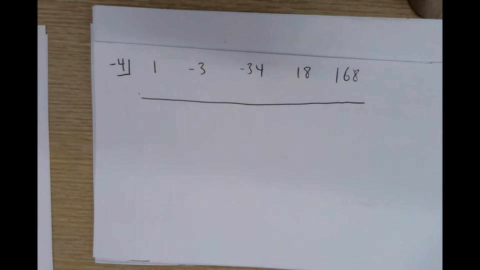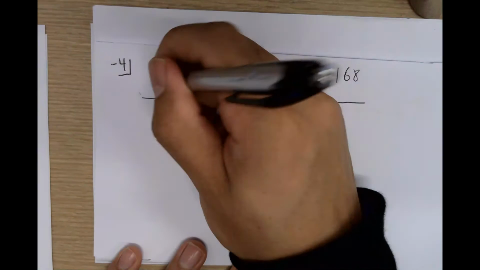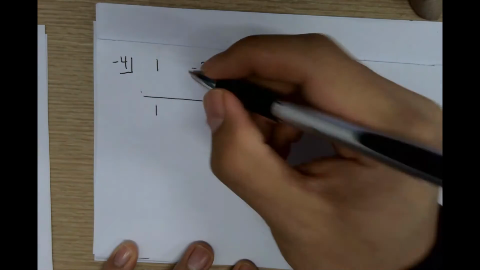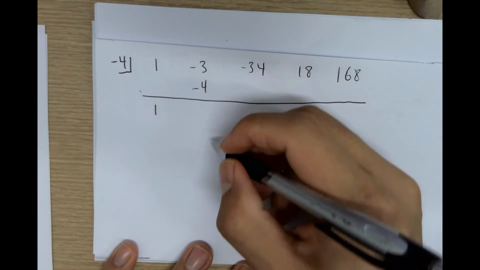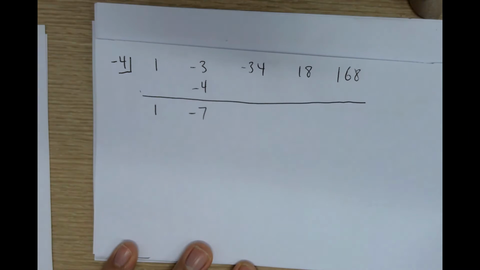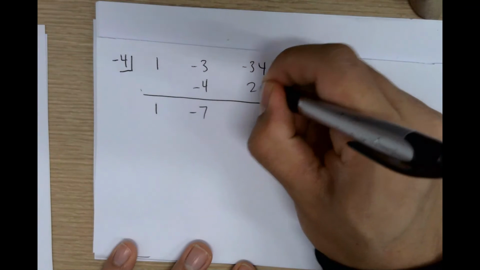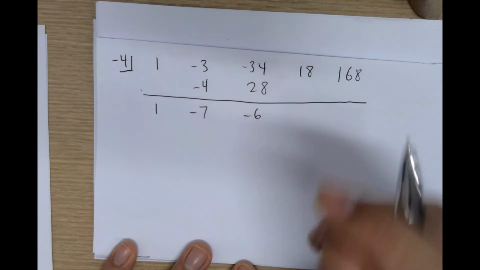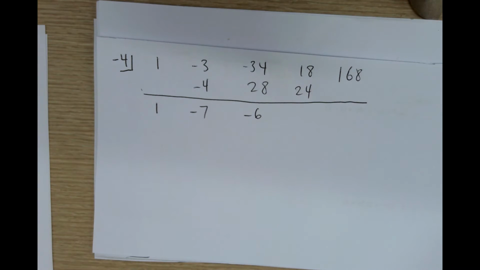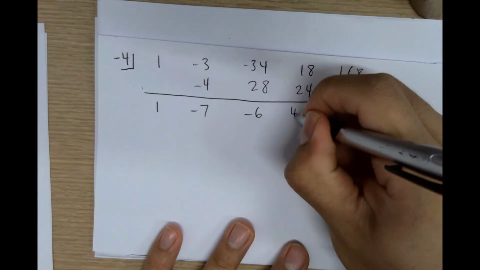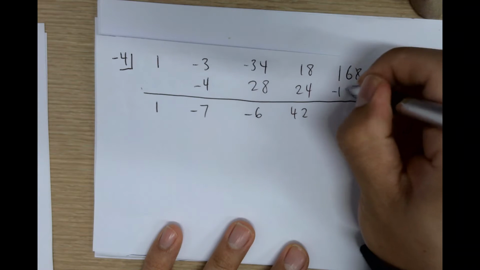Okay, so the first thing that I would do is bring down the 1 here. I would go ahead and multiply by -4. Go ahead and add these together. So that equals -7. -7 times -4 is 28. Get -6 and get 24. Get positive 42, and then I get -168 and get 0.